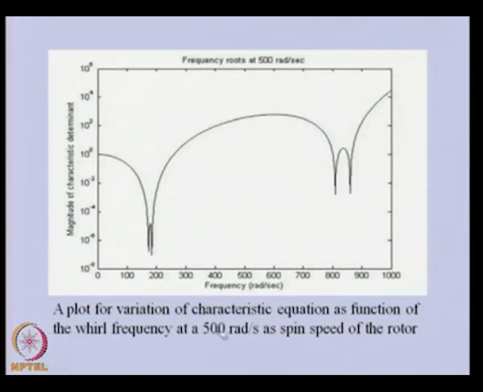But if we take some other speed and solve the same determinant, you can see that there is splitting of the frequencies taking place here also. So, now we are getting 4 roots. Basically they are all intersecting this 0 line at some values, so we will be getting 4 natural frequencies.